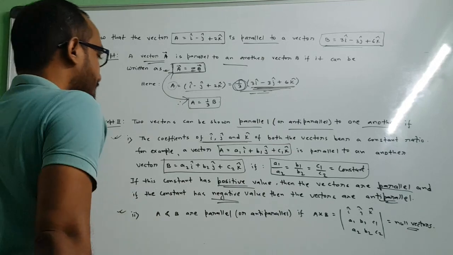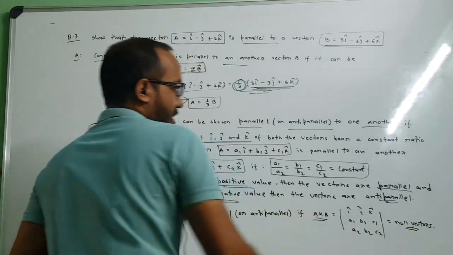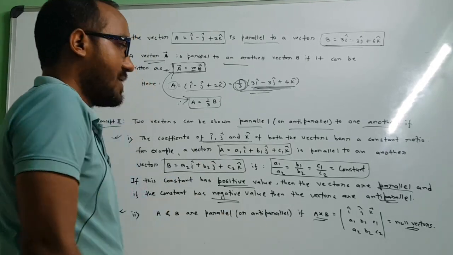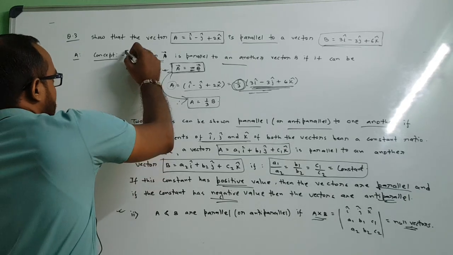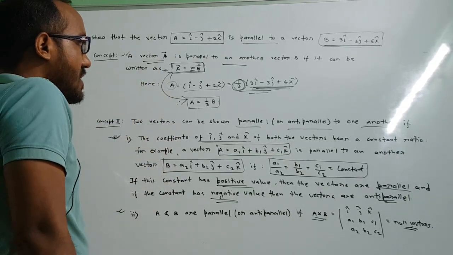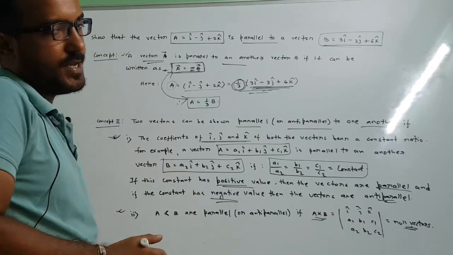Otherwise, we can simply take the cross product and prove that it is a null vector. By this method also we can prove that two vectors are parallel or anti-parallel. But remember, these two methods are important in proving two vectors parallel and anti-parallel. You can quickly solve any problem in JEE and NEET.